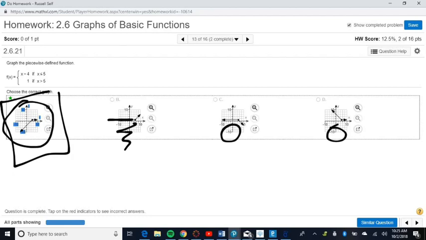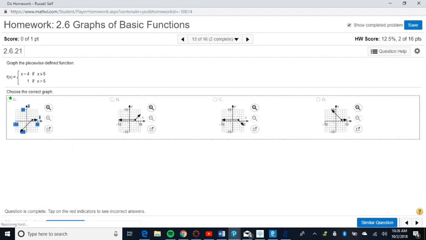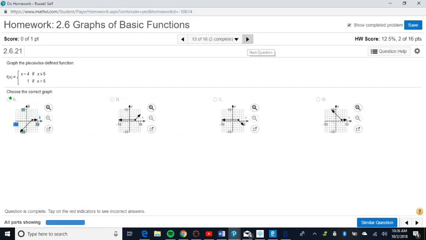So sometimes all you need to do is find one point, and it'll give you the information that you need to find out the correct graph. Multiple choice is your friend, right? Process of elimination. That's how you do so much in life.